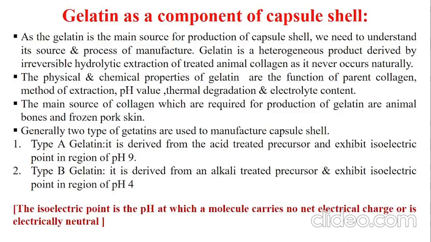The main source for this gelatin is the collagen required for its production, which we collect from animals, from the slaughterhouse, in the animal bones or even the frozen pork skin. The properties of gelatin depend upon the parent collagen, the method of extraction employed, the thermal degradation and the electrolyte content.